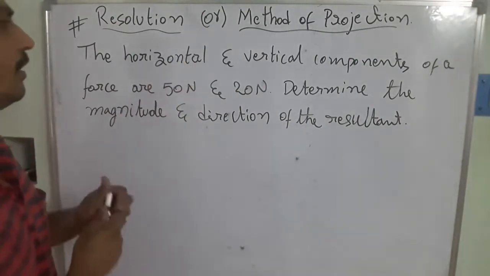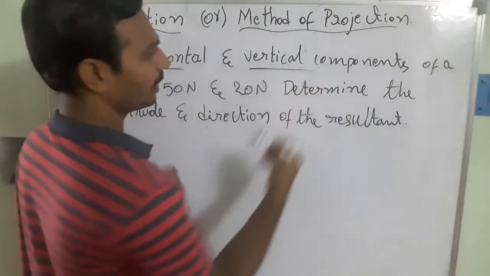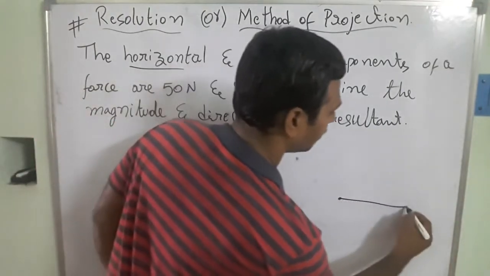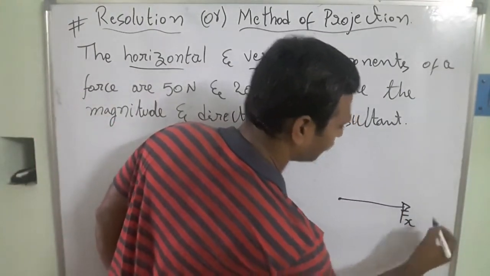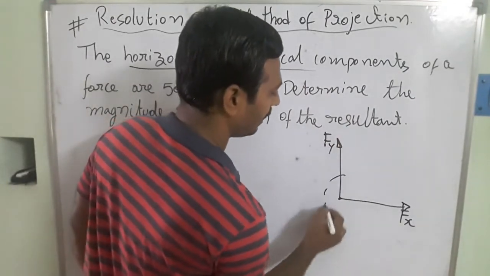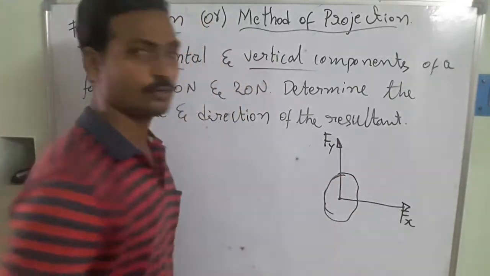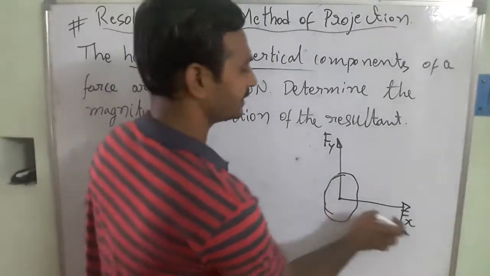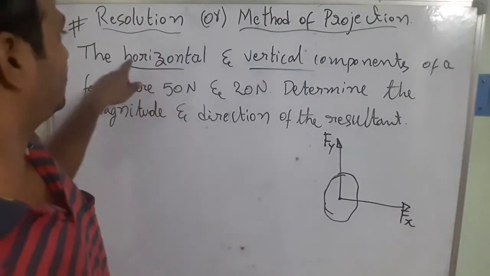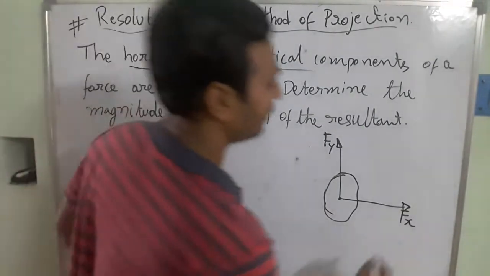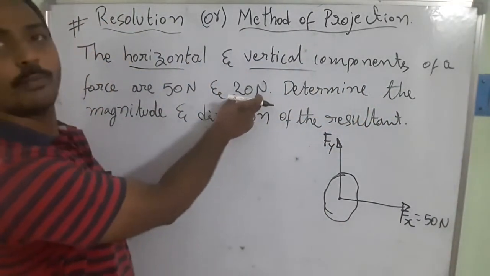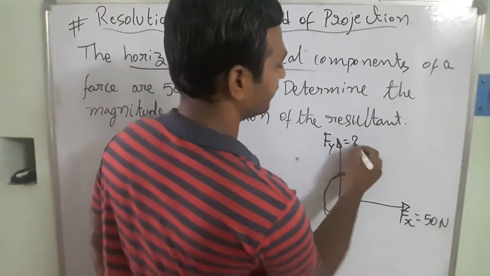So from this, I am going to draw the pictorial view for that part. One is going to be the horizontal component, I am going to say F of x, and one component is in the vertical direction, that is F of y. I am going to consider this as a rigid body, and the forces, one is horizontal, one is in the vertical direction. So the horizontal component force is F of x is equal to 50 newtons, and similarly the vertical component is 20 newtons, that is given here.